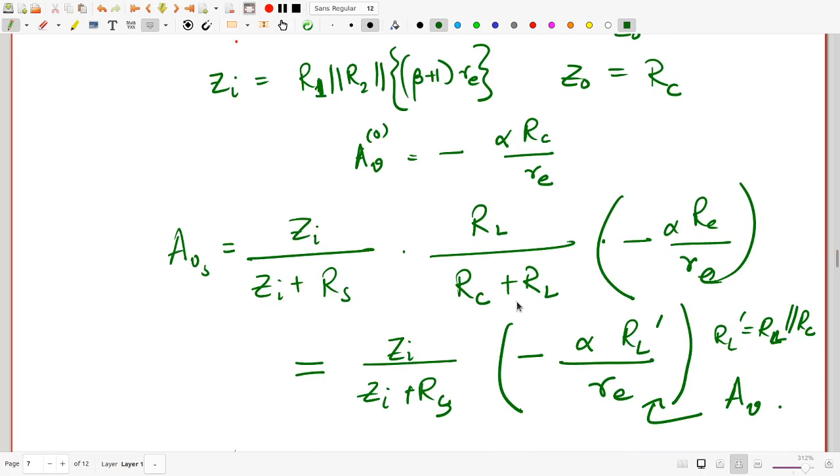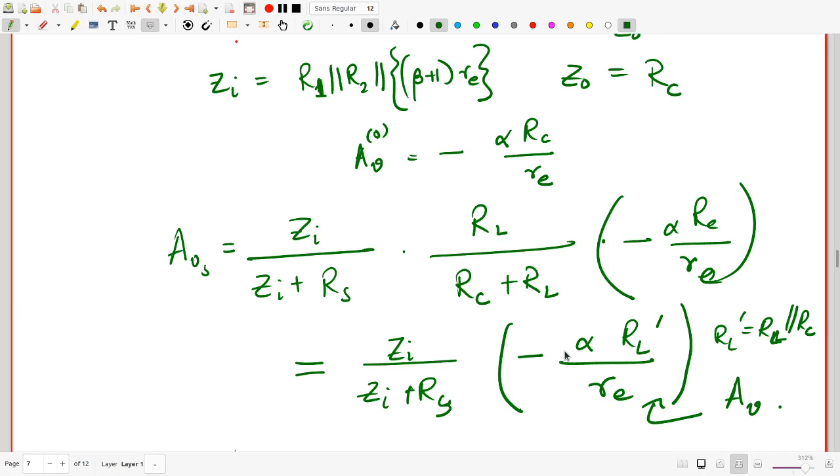And just to remind you, this factor is really VO by VI. This really is the VI by VS ratio. Remember, this is VO by VS. That can be of course thought of as VO by VI times VI by VS. VI by VS is just this potential division ratio, Zi by Zi plus Rs. But this factor is essentially the gain that we had calculated in the last video.